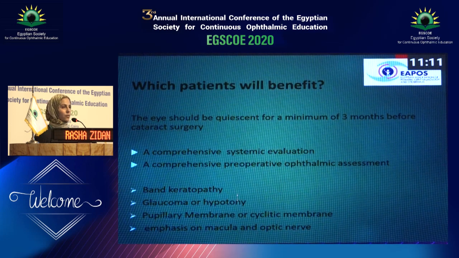So which patients will benefit if we perform cataract surgery? If we have an eye that has been quiet for a minimum of 3 months before performing the surgery, you performed your comprehensive systemic evaluation and a comprehensive ophthalmic assessment, then you have to exclude that the hindering of vision is not due to just a band keratopathy, or that this patient is glaucomatous or hypotonous, or is this a pupillary membrane, or does the patient have a cyclitic membrane? And we cannot emphasize enough the macula and the optic nerve, especially in this age group where it's very difficult to assess them, and therefore along the course of his uveitis you should have made an assessment of both the macula and the optic nerve.